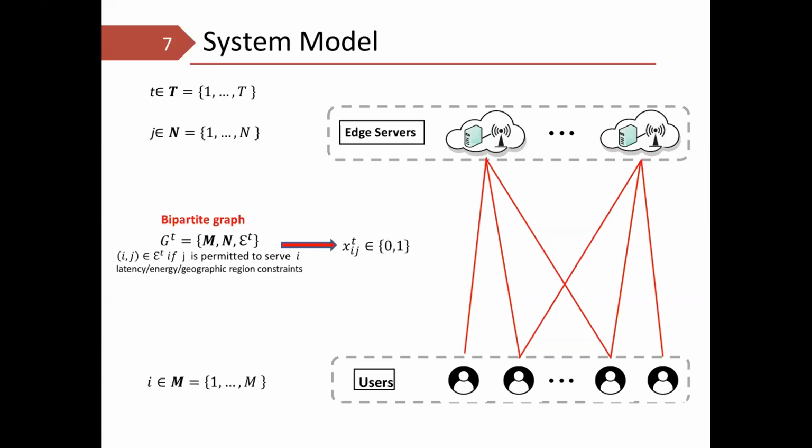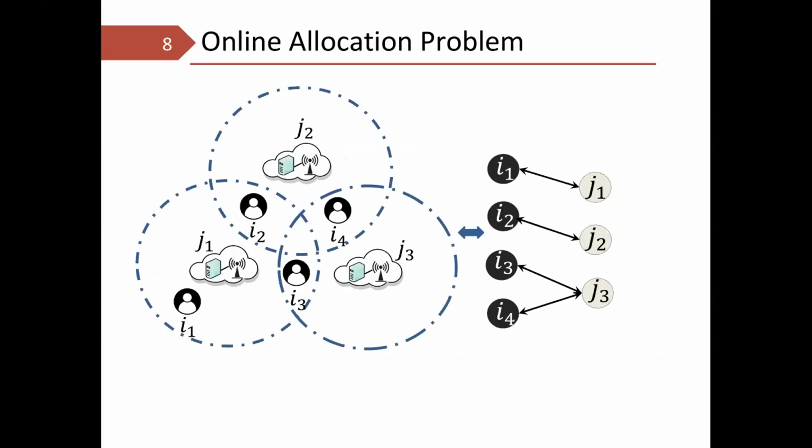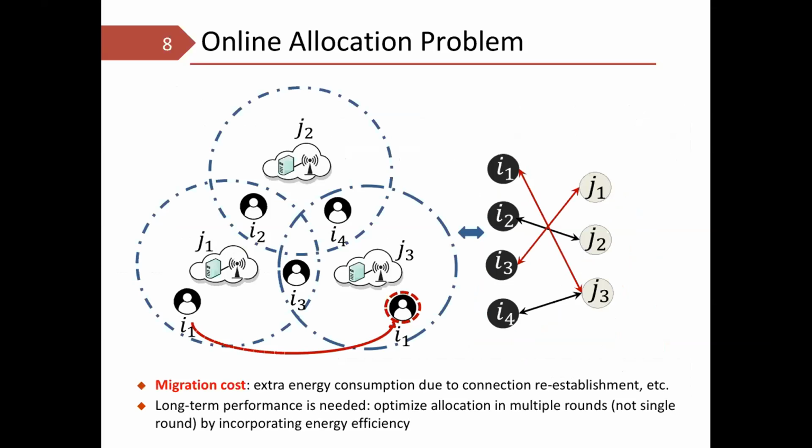Given all submitted bids and asks, the platform needs to make allocation decisions. The binary variable x_ijt equals 1 if user i is allocated to server j in slot t. But there is one problem with that. Dynamic allocation may lead to the redistribution of user requests. Let's still look at this example. When user I1 moves out of server G1's coverage area, the service is migrated to a different server. This will consume energy and incur migration cost for connection reestablishment, which can be troublesome for mobile devices running on battery. To capture such energy consumption, long-term performance optimization is needed. That is, to derive the optimal allocation in multiple rounds instead of a single round by incorporating the energy efficiency into the formulation.